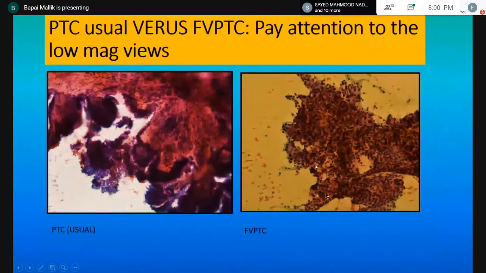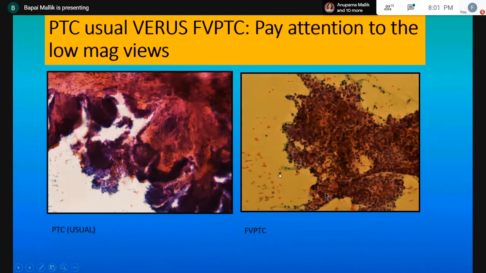Now, you might wonder, what is the difference from the usual variant? This is the usual variant of papillary thyroid carcinoma. You see a nice juicy core over here, connective tissue, right? Some vessels running through, and the cells are at the margin. Most of the epithelial cells are at the margin. So this is the usual papillary tissue fragment, papillary thyroid carcinoma, usual type.